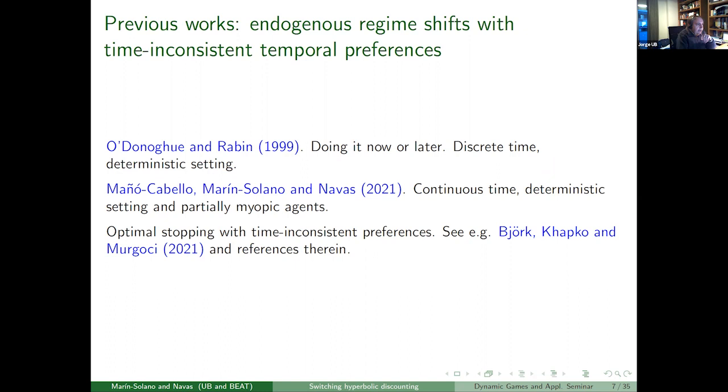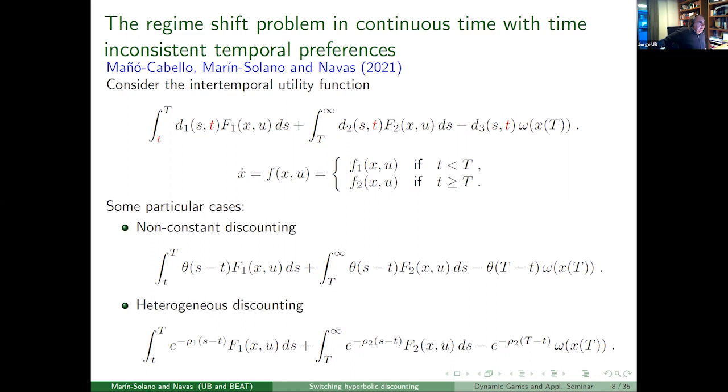So going back to the paper by Carlos, Jesús and Mani, the model that we wanted to study on that occasion was the following. It's one agent that has the option to change from regime one, where the agent is obtaining an instantaneous profit given by capital F1, at a moment capital T to a second, different regime. And in case he does so, he will incur this cost represented by omega.